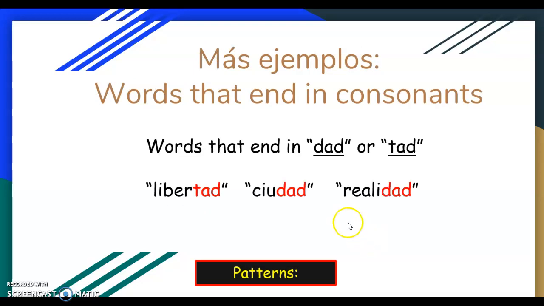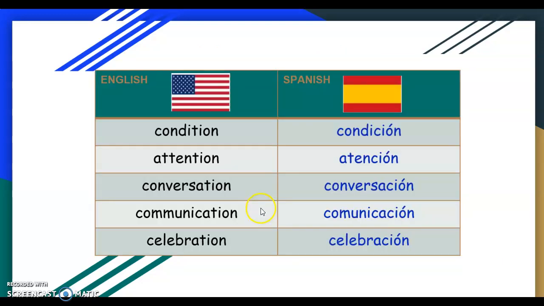There are some patterns. If you see words that end in dad or tad, like libertad, ciudad, realidad, those have the stress on the last syllable. And then there's some that have the stress on the last syllable that are marked, like the T-I-O-N ends in C-I-O-N in Spanish. Condición, atención, conversación, comunicación, celebración. But those are marked for you.